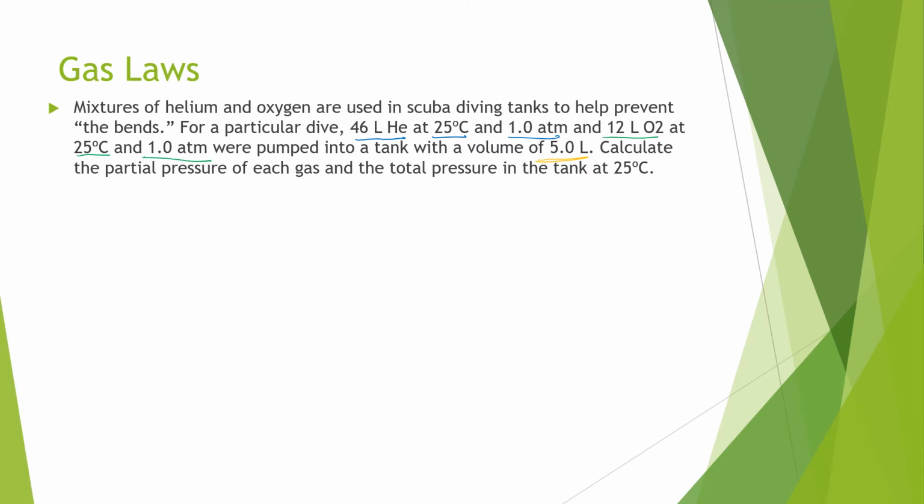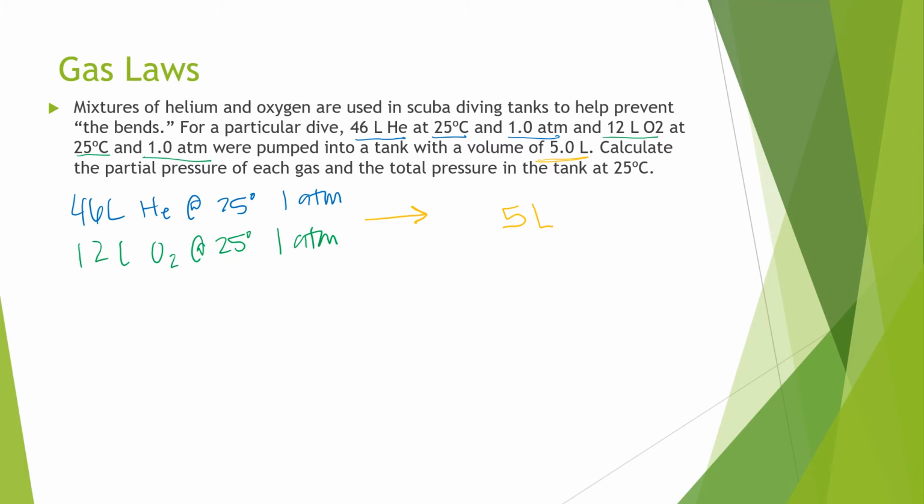So I'm going to just tally up what we are given here. We have 46 liters of helium at 25 degrees and 1 atmosphere. Then we have 12 liters of oxygen gas at 25 degrees and 1 atmosphere. Then what we're doing is we're combining them, and then they are going to be 5 liters and 25 degrees. And now we want to know what the new pressures are. Okay, so the first thing we're going to have to do is individually see how that volume change is going to affect each of the gases separately.